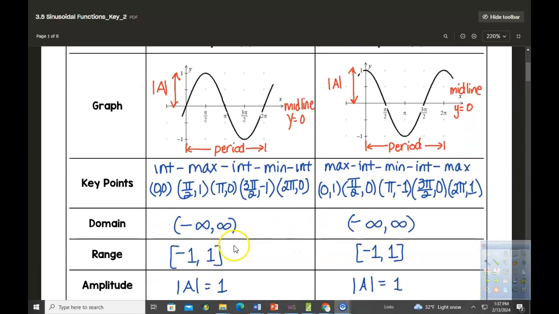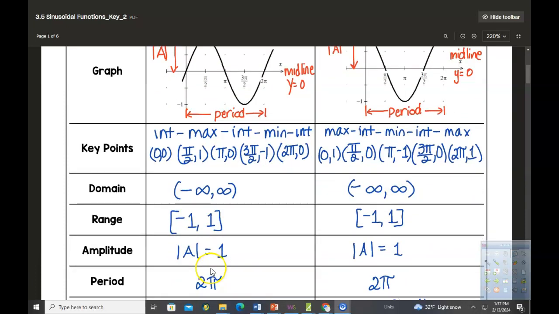Okay? Domain on both is all real numbers, or negative infinity to infinity. Our range on both is -1 to 1. And our amplitude on both is the absolute value of A, which for this one is 1. Both have a period of 2 pi.